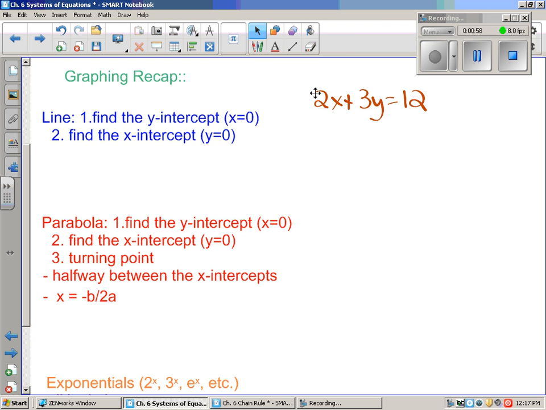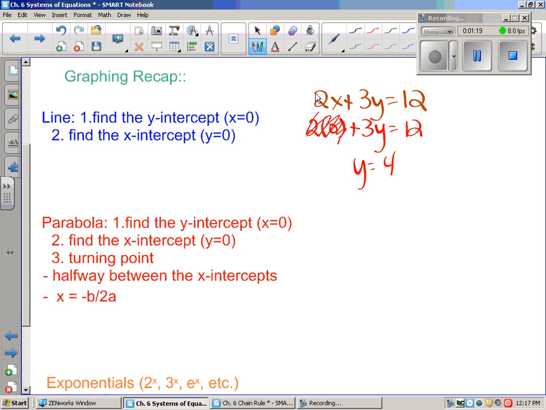All right, so here's what we're going to do. X-intercept and y-intercept. Y-intercept says when x equals 0. So that means I'm going to plug a 0 in for x, and I'm going to solve for y. So this term basically goes away. 2 times 0 is 0, right? No big deal. 3y equals 12, so what's my y-intercept? 4, done.